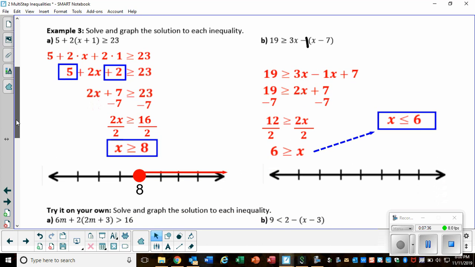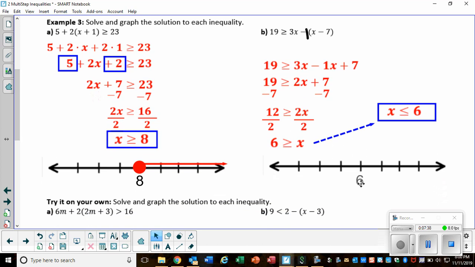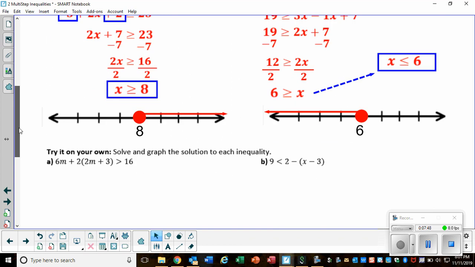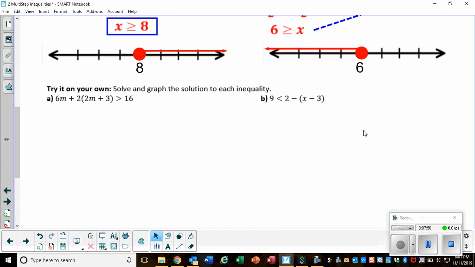So to graph it, I'm going to look for the 6 on my number line. I'm going to put a closed circle on 6 because I am equal to, and I'm going to point to everything less than. And that's it. Okay? So now you guys are going to try this on your own. It might not be a bad idea to flip it. If you're having trouble with that, go ahead and flip it.